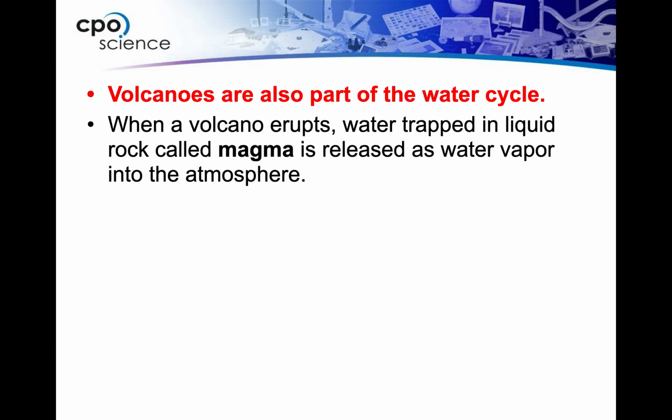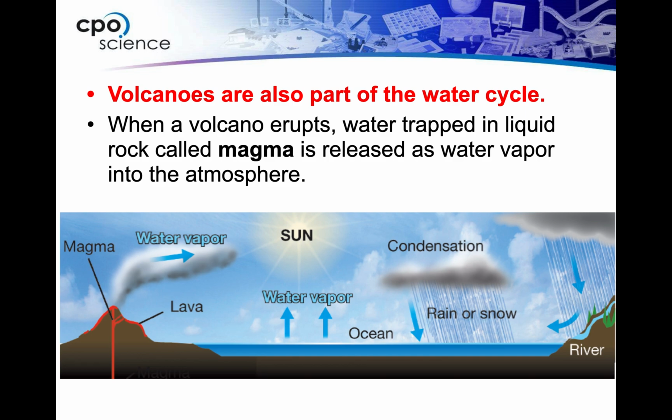Volcanoes are also part of the water cycle. When a volcano erupts, water trapped in liquid called magma is released as water vapor into the atmosphere. So volcanoes are actually part of the water cycle because magma, which comes out of the volcano and then turns into lava, releases water vapor into the air.